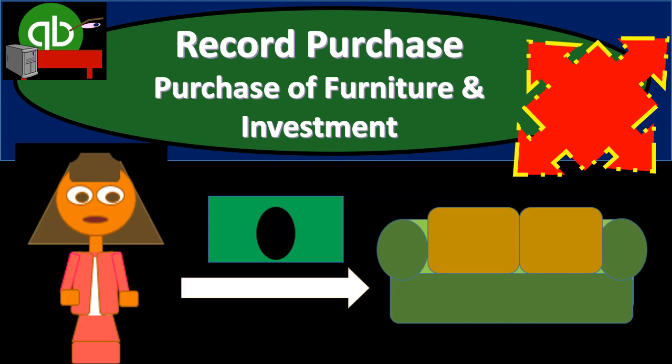In this presentation, we will record the purchase of furniture and investments. In other words, we'll take some of our money out of the checking account and put it into investments such as stocks and bonds, and we'll take some money out of our checking account and put it towards purchases of furniture that will be depreciable and therefore will be on the books as an asset as opposed to an expense within QuickBooks Pro 2020, QuickBooks Desktop 2020.